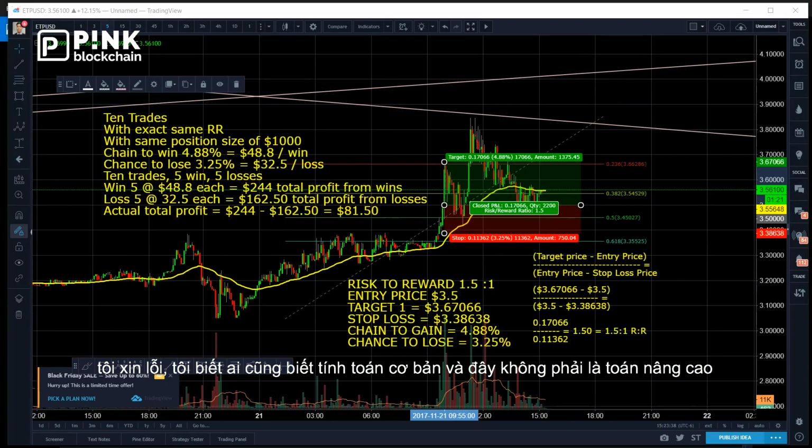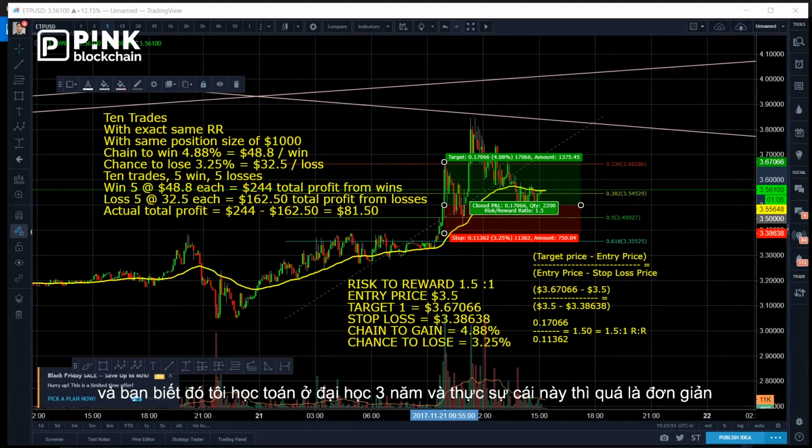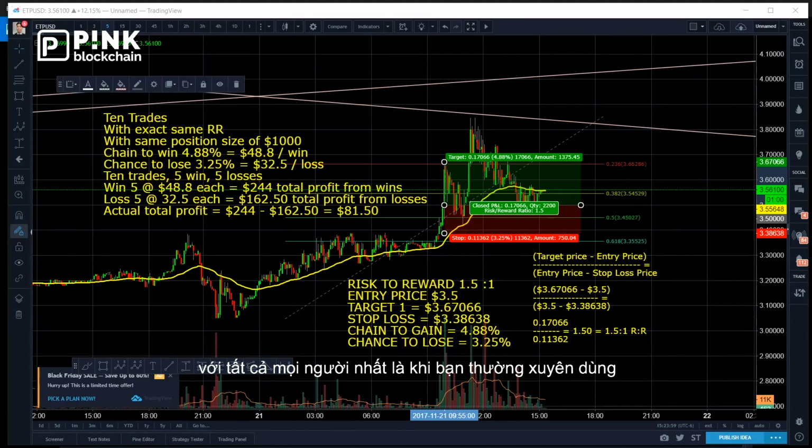So I apologize. I know a lot of you guys know this math is really easy. This is not advanced mathematics, guys. This is honestly like high school mathematics, right? You just gotta put in a little bit of the time to learn just the basic math. I studied math in university for 3 years, right? And trust me, this is really easy math, and it might be really foreign to a lot of people, but trust me, when you guys work with these formulas long enough, they'll become really easy.